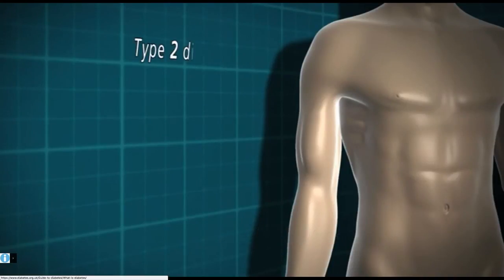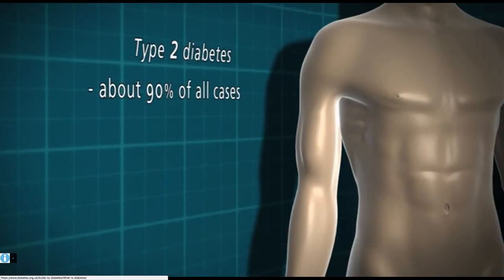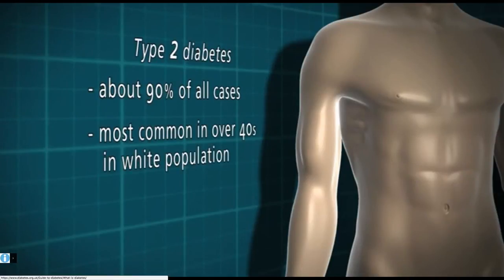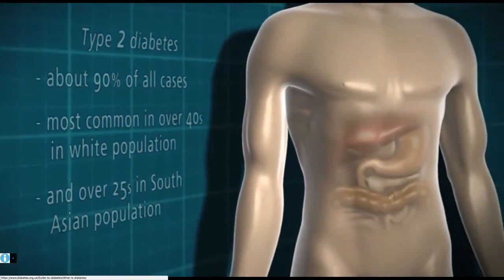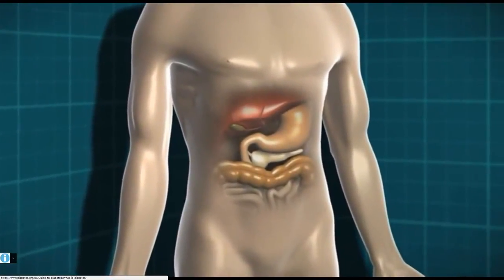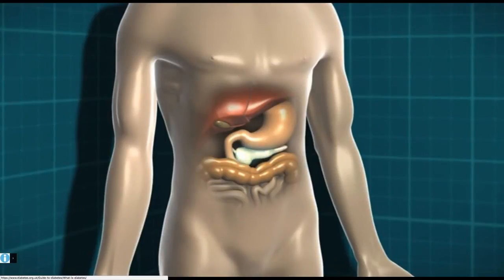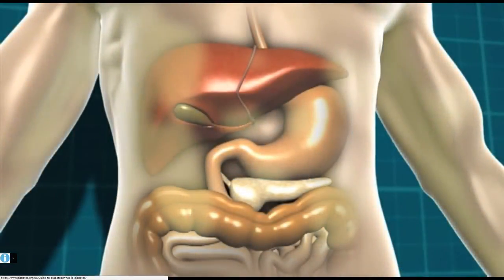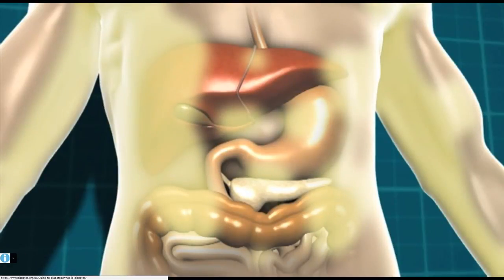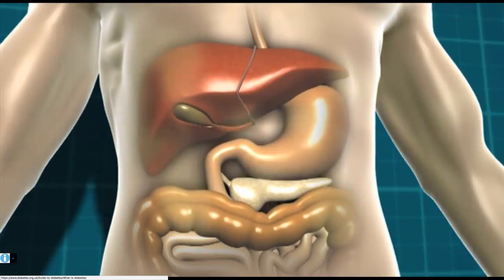Type 2 diabetes accounts for about 90% of all cases in the population. It's most common in the over 40 age group in the white population and in the over 25 age group in the South Asian population. Type 2 diabetes is a little more complex because there's slightly more processes at work. Either the body isn't producing quite enough insulin, or the insulin it is producing isn't working properly. That can be due to being overweight because a build-up of fat can stop insulin doing its job properly, but it can also happen in people of a healthy weight.